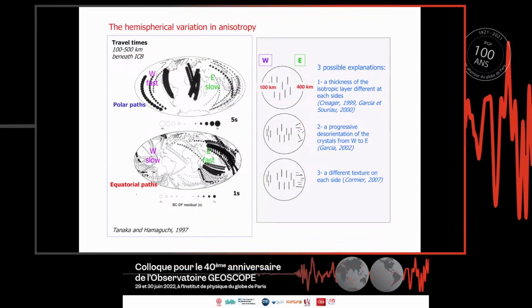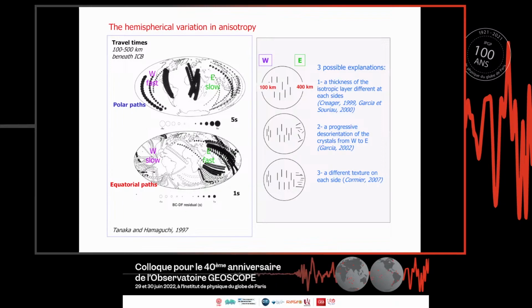Just to notice, however, that the amplitude is not the same for equatorial path and polar path, but it clearly shows a dichotomy with an eastern hemisphere which is fast for polar path and slow for equatorial path, and the opposite, sorry. Yes, so a western hemisphere which is fast for polar path and slow for equatorial path, okay, and the opposite for the other hemisphere. The interpretations are still debated, in fact.